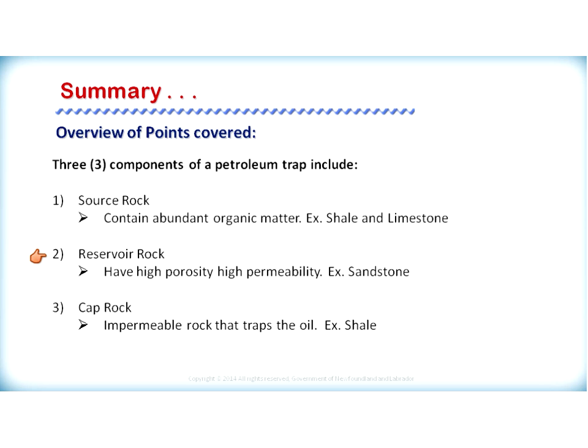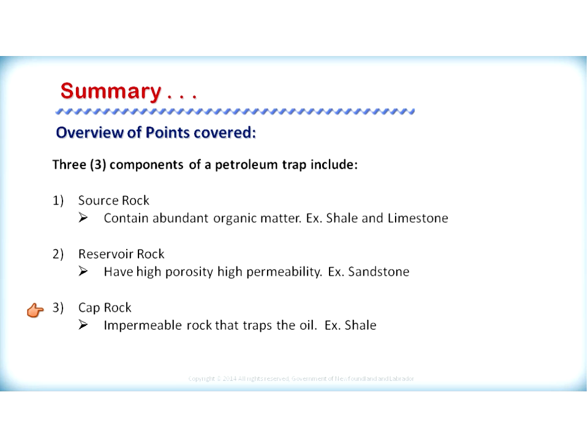The second component of an oil trap or petroleum trap is called a reservoir rock. Reservoir rocks have relatively high porosity and high permeability. An example of this type of reservoir rock would be sandstone. And finally, the caprock is the impermeable rock that traps the oil and holds it within the reservoir rock. So a good example of a caprock, which is an impermeable rock with low porosity or no porosity, is shale.